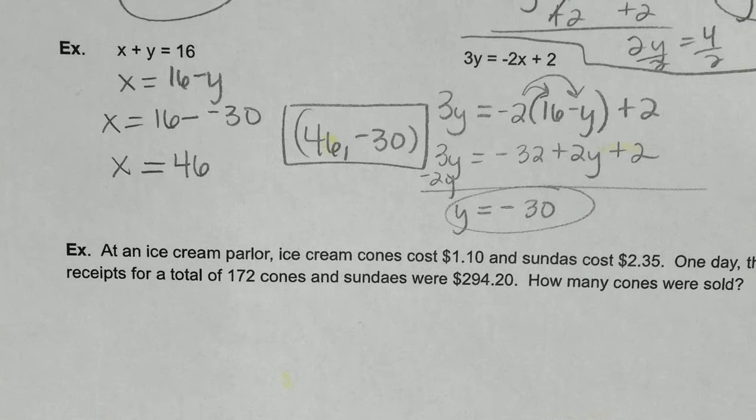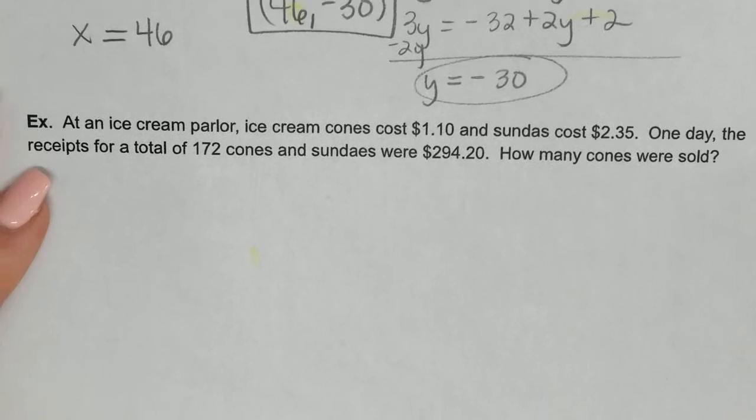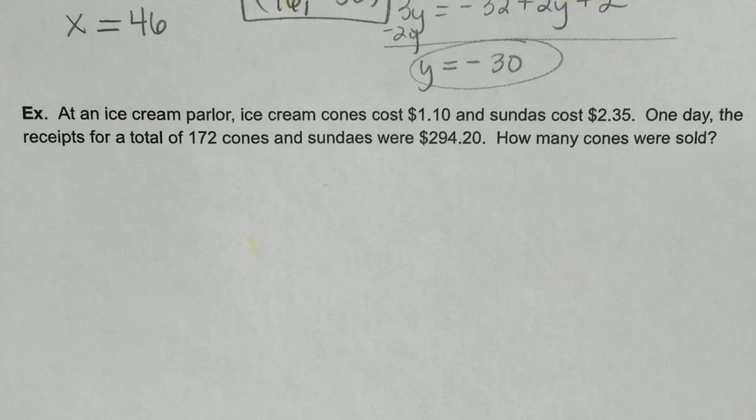Can I move on? Okay, at an ice cream parlor, ice cream cones cost $1.10 and sundaes cost $2.35. One day the receipts were for a total of 172 cones and sundaes, and it cost $294.20. How many cones were sold? How many equations do I need to write? 2. Okay? Who can write the money one?